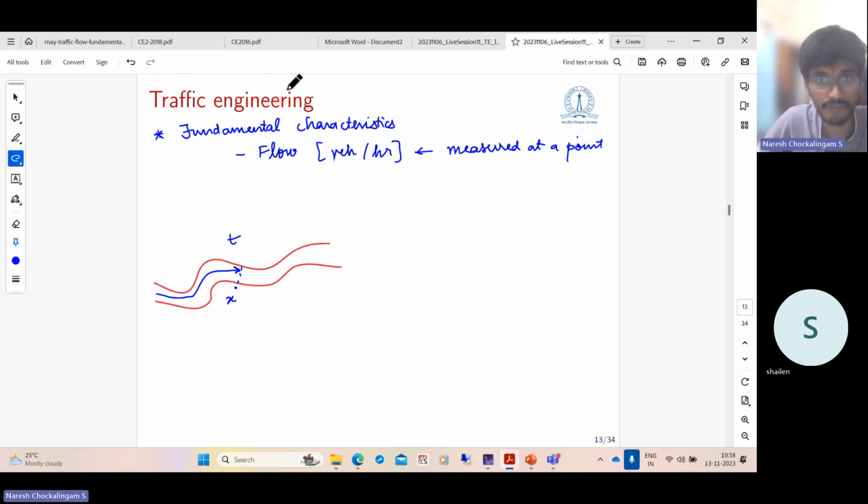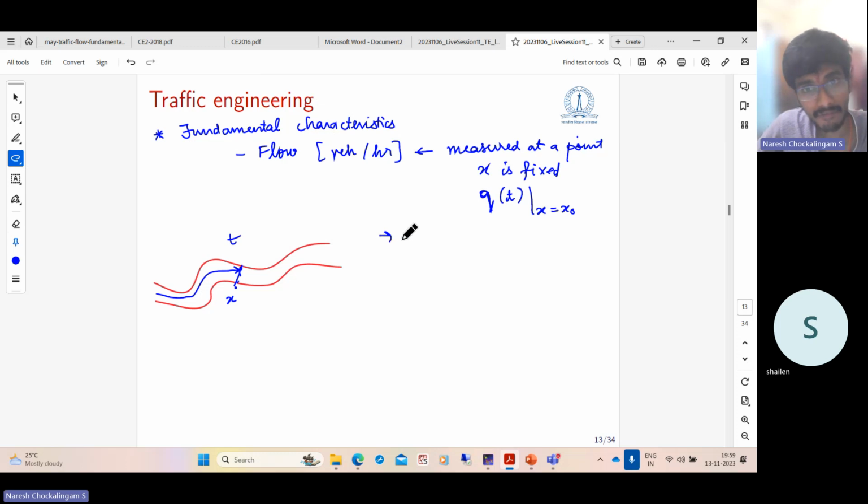So flow is the number of vehicles per unit time, measured at a given point on the road. So x is fixed, and flow is represented by the letter q, and it is always a function of time at a given x equal to x naught. So this is one fundamental characteristic.